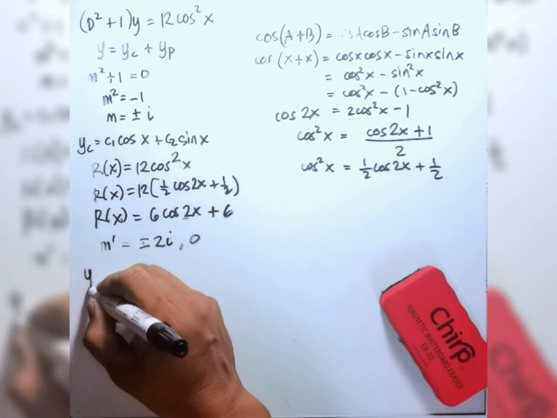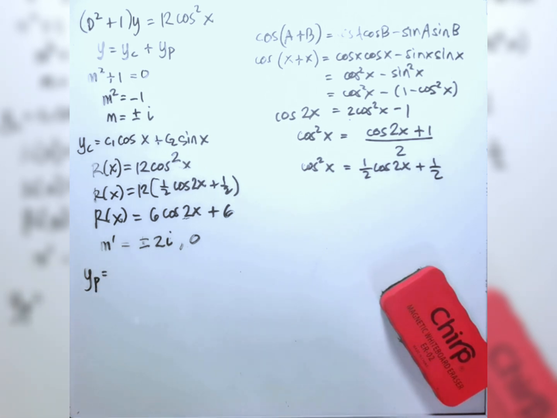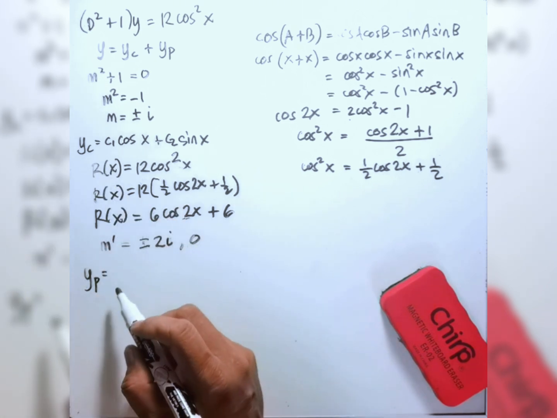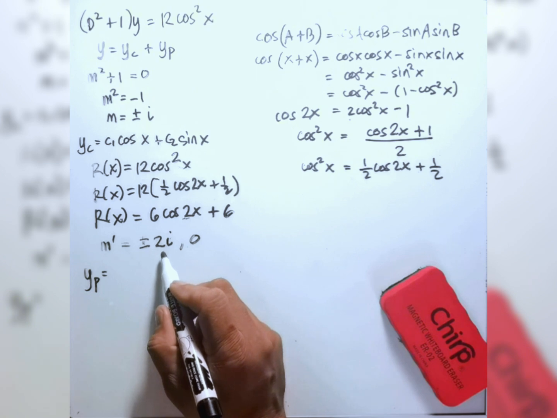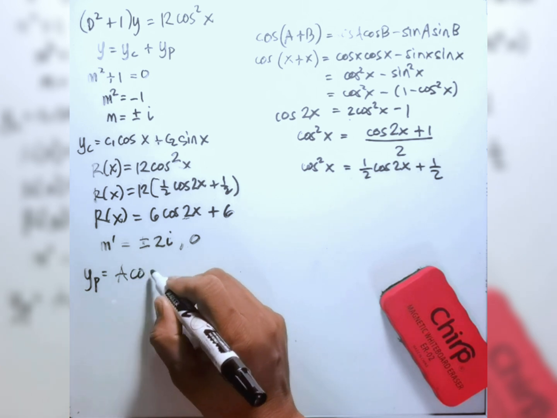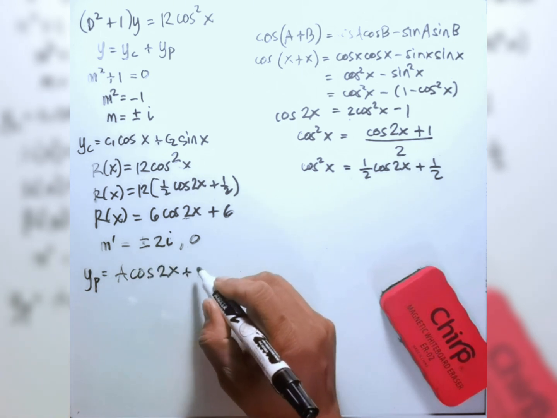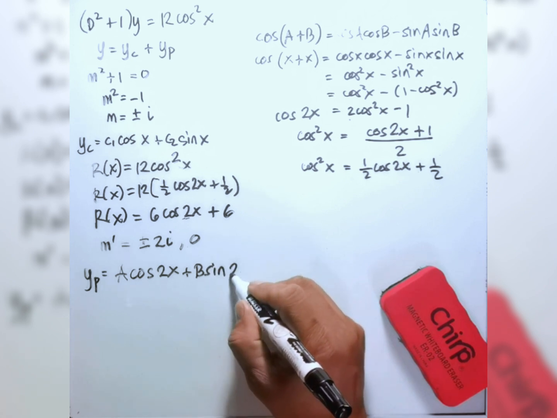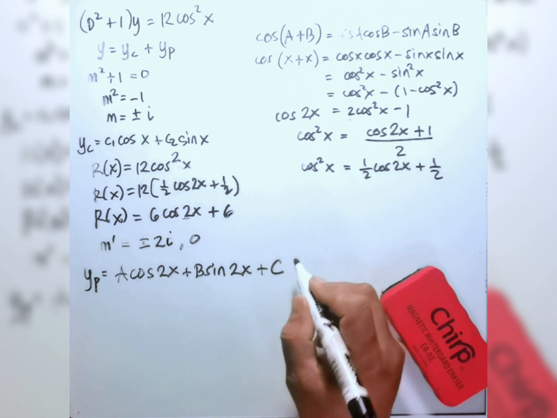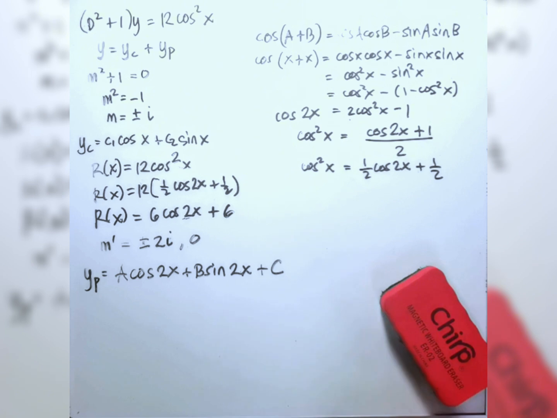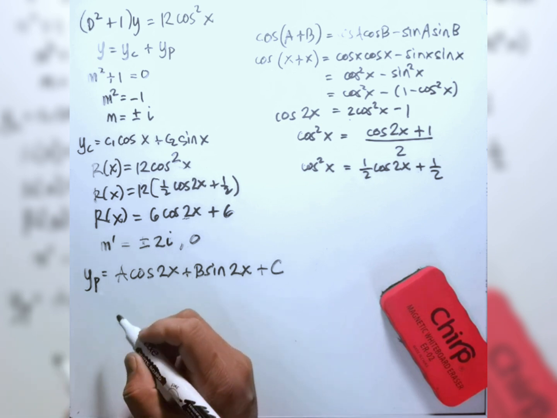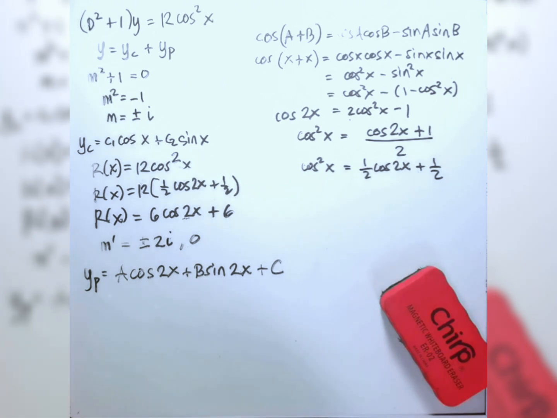Okay, so now we write our y sub p. So we'll use a, b, c for the coefficient instead of c1 and c2, because this is already a particular solution. For this root plus and minus 2i, we should have a cosine of 2x plus b sine of 2x. And for this 0, we'll have c times e to the 0, or just c. Then we are going to substitute this to the original differential equation, but first we need to find the second derivative of y sub p.